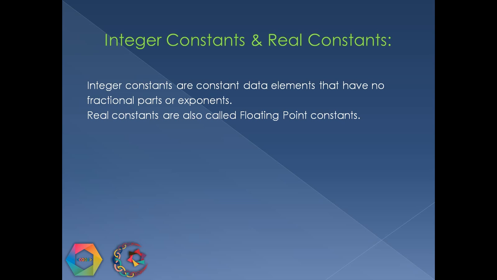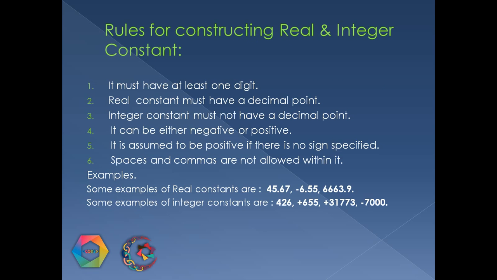Now there are some rules to define or to construct an integer constant or real constant. Let's take a look at them. The rule number first is that it must have at least one digit. As we are talking about numbers, once we define an integer constant or a real constant, make sure that you assign it some value.